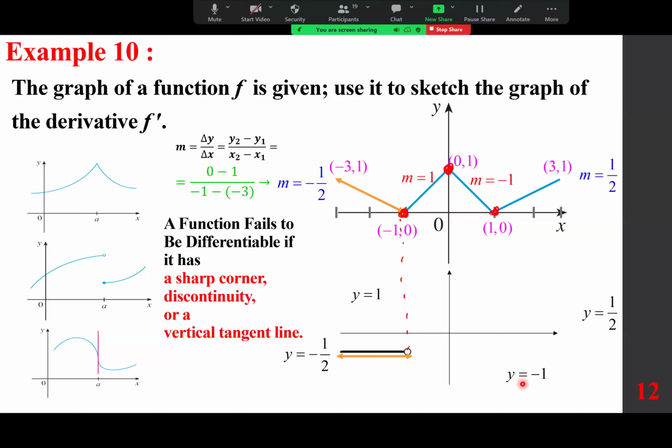If you look at the rest of them, m equals 1, y equals 1. M equals -1, y equals -1. M equals 1/2, y equals 1/2. Those are the horizontal lines. So for example, this piece only covers this much. So we cover from here to here. And the endpoints are sharp corners, therefore holes. This one is this one. And this one is this one. Very straightforward. I hope everybody's comfortable with that.